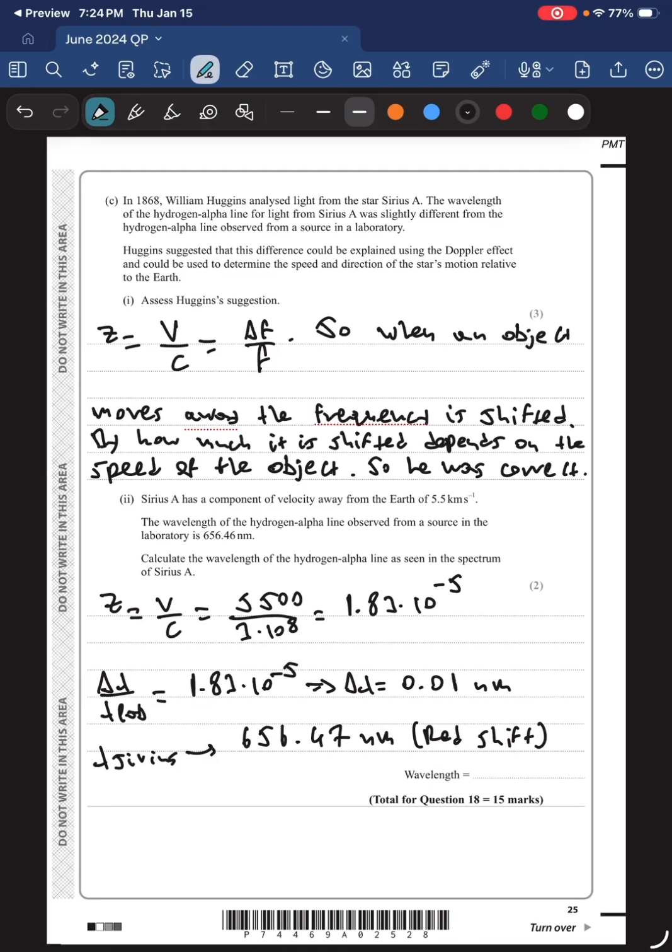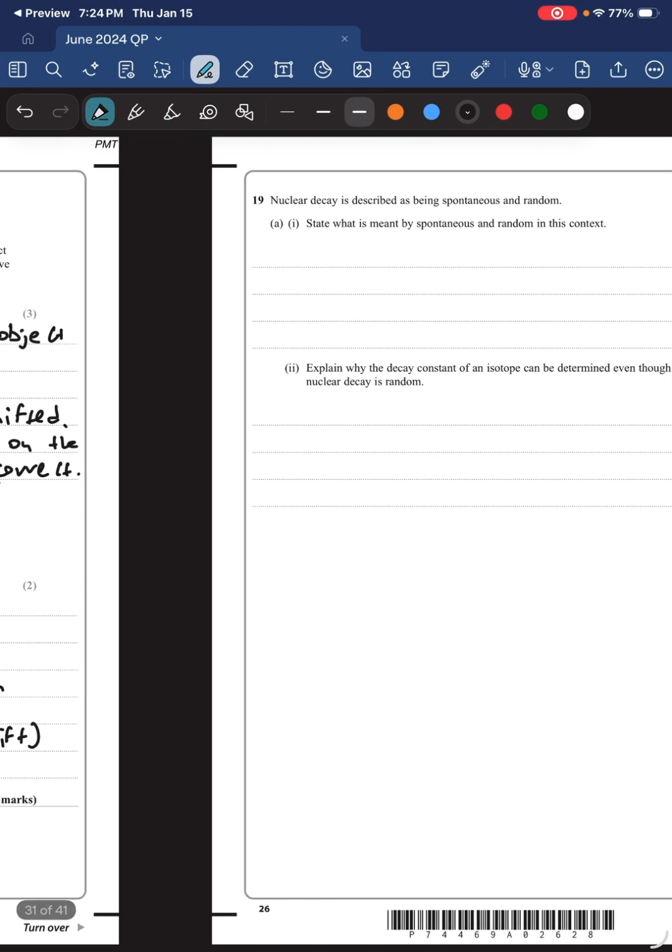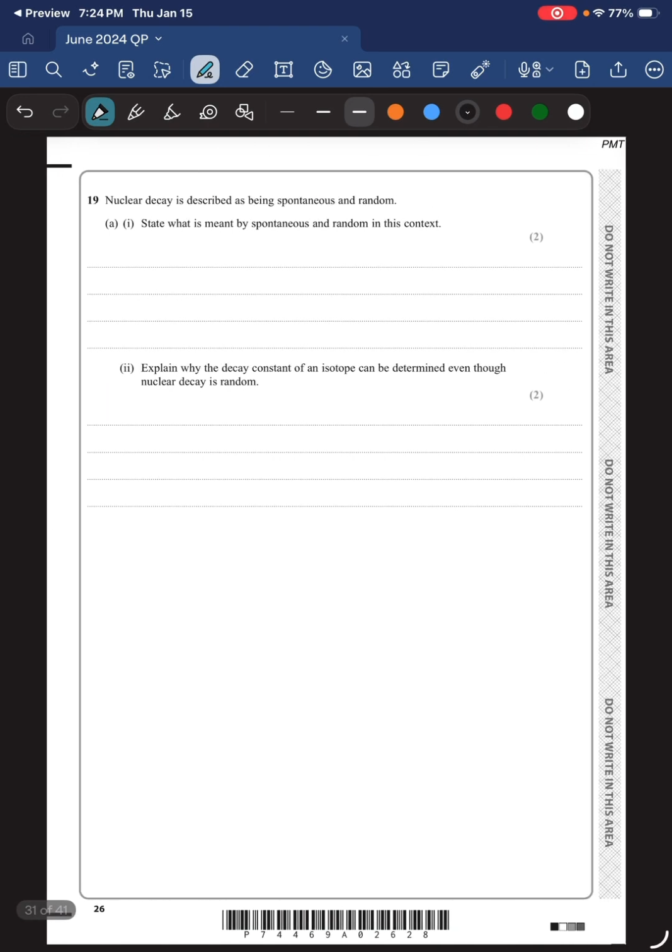Because Sirius A moves away from the Earth, we know that this is a redshift. If it was moving towards Earth, we would have to subtract that. All right, so part C is a question that can actually appear in Unit 5 of the international exam. And I think this is the last question.